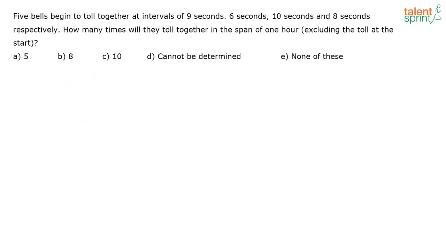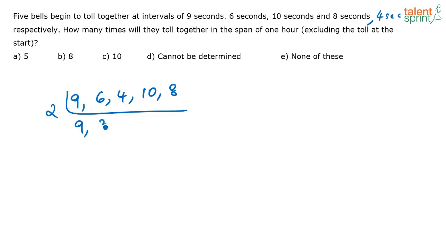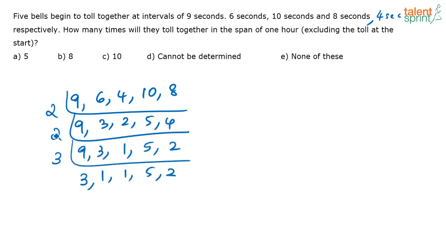So, 5 bells begin to toll together at intervals of 9 seconds, 6 seconds, 10 seconds and 8 seconds respectively. How many times will they toll together in a span of 1 hour? So, what should you find here, LCM or HCF? Since there are 5 bells, you have to find out the LCM of 9, 6, 4, 10 and 8. So, what is the LCM? Here you have 3. So, the LCM that you are looking for is 2 into 2 into 3 into 3 into 5 into 2. That is nothing but 12 into 15 into 2. That is 12 into 30 or 360. So, the LCM here is 360. So, I can say that every 360 seconds the bells will ring.